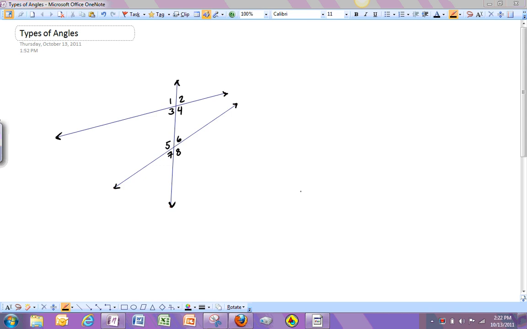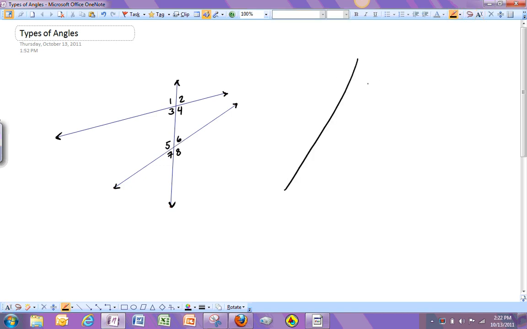Alright, so today we're going to look at types of angles. In particular, we're looking at the types of angles you get when you have two lines and they're crossed both by a third line. I've got one situation drawn right here that's already drawn out for you.